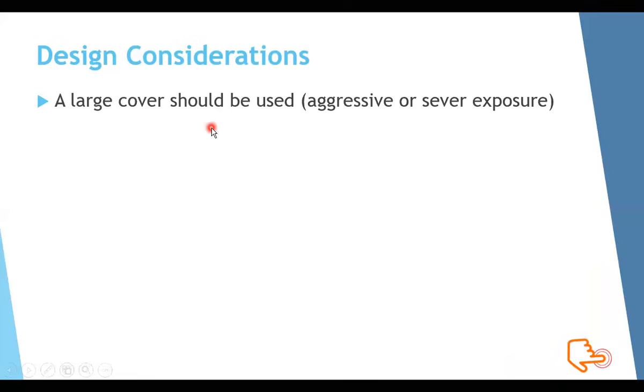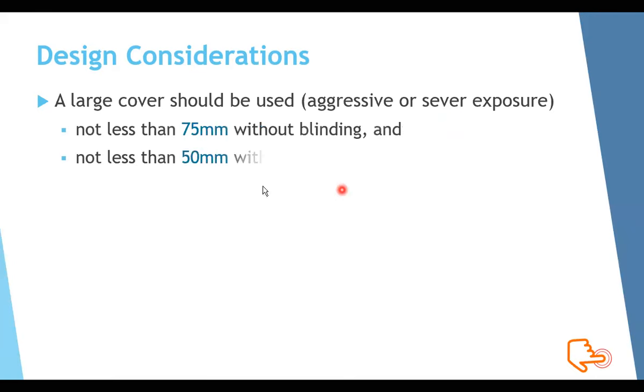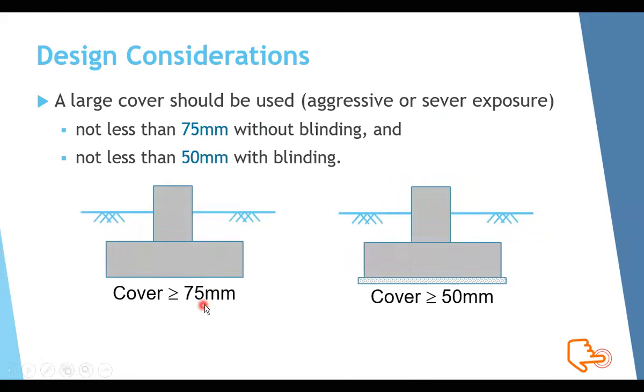Also here, a large cover should be used. It is not similar to the slabs or beams or columns. Here, the foundations are inside the soil, which is aggressive and severe exposure. So in this case, we have to use bigger cover, larger cover to protect the steel reinforcement against corrosion and chloride attack. So if we are using the reinforced concrete footing directly on the soil, without any blinding concrete, the minimum cover will be 75 millimeter according to the BS code.